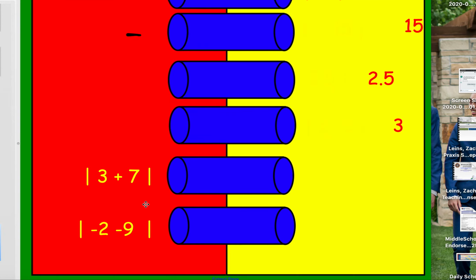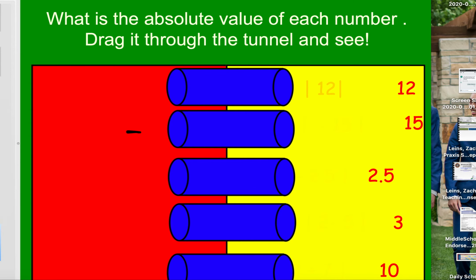And then if we scroll down, we got a couple more. Again, just do the operation inside first. 3 plus 7 is 10. Throw it through, it's 10. Again, it's staying 10. Negative 2 minus 9, that's going to get us negative 11, but since it's absolute value, it's got to be positive. Throw it through, it's 11. All right.